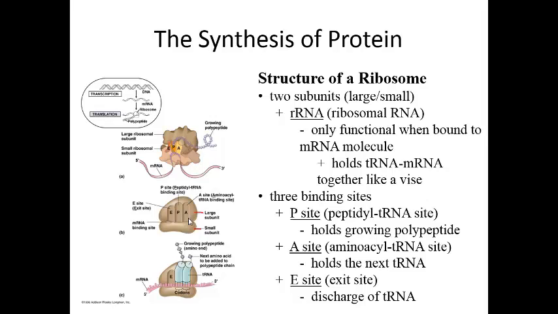During translation, we're going to see the third type of RNA used, rRNA. When the tRNA comes together with the mRNA, the rRNA is going to hold the two together like a vice. In terms of the RNAs, it's the least important of the three.